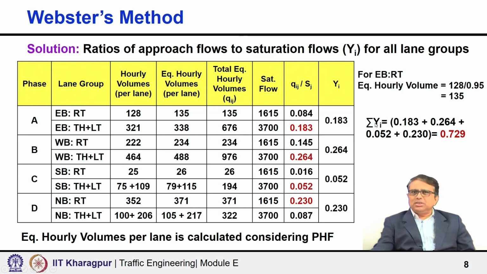So, then what is the sum over Y_i? Add all these four values and that becomes 0.729. Fine.